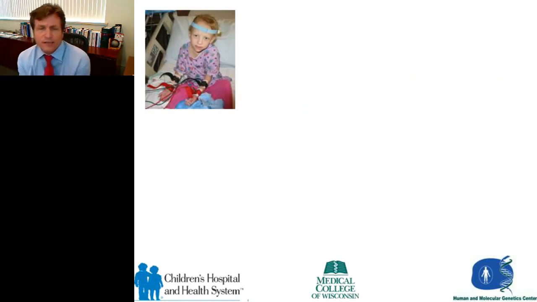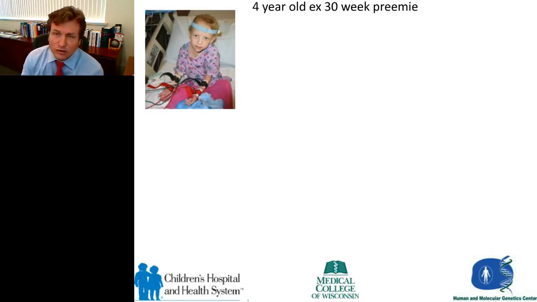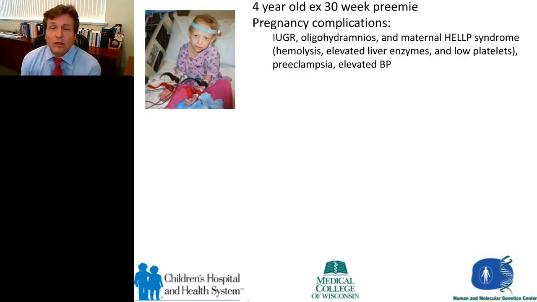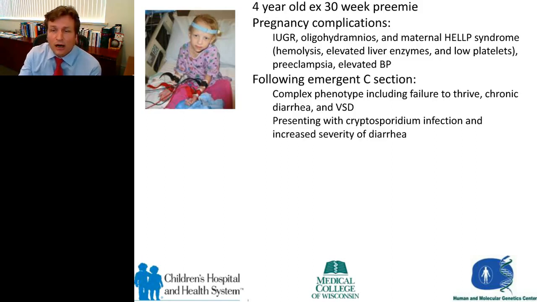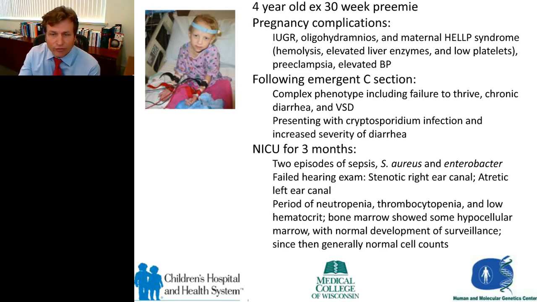So here's another case. This is Lillian. Lillian was a 40-week-old ex-preemie who had a lot of pregnancy complications. She had IUGR. She had a whole host of issues around her disease process. She wasn't born here and was not treated here. Following an emergent C-section, there were complex phenotypes that you can see here. She presented with an infection, increased severity of diarrhea, and was in the NICU for 3 months.